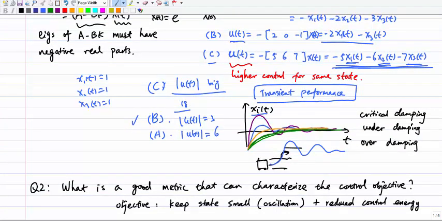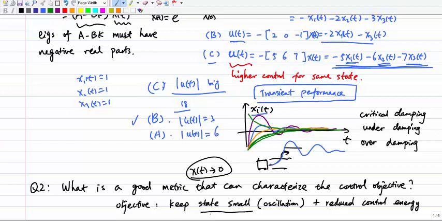linear quadratic regulation problem, what is a good metric to categorize the control objective? Typically, for the LQR problem, our goal is to keep the state small, because remember the reference is 0. So I want the state to be small enough. I don't want it to oscillate. If you start from here, you go to 0 very fast. I want it to go there very smoothly, keeping it as small as possible. I don't want oscillation, because oscillation will cause more problems.